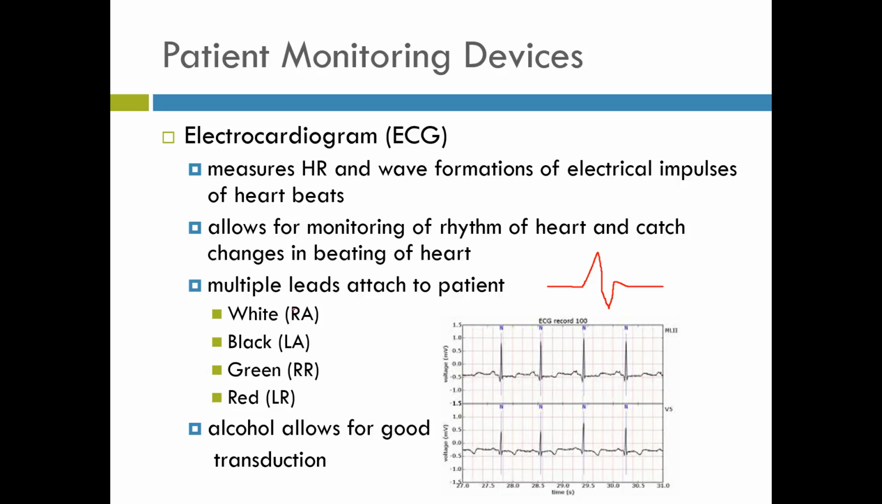White is in the right axillary, so the right armpit. Black is going to be the left axillary. Red is going to be in the left rear, and then green is going to be in the right rear. Green is the one that we don't always have. I've worked in plenty of facilities that have not had a green lead before, so just be aware of that.